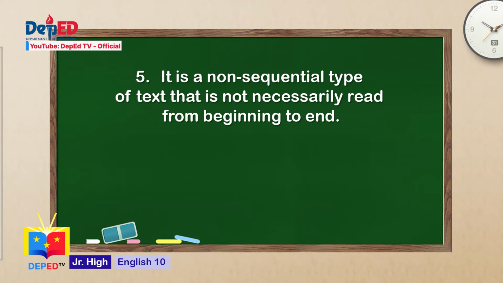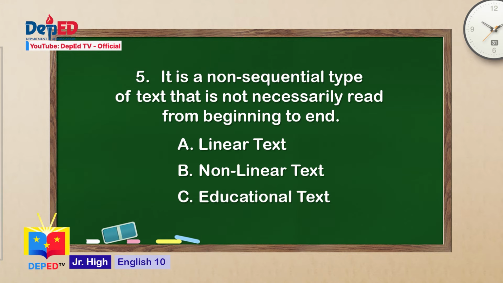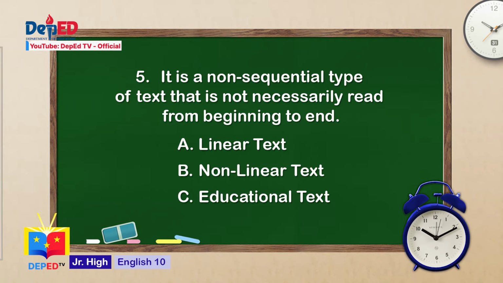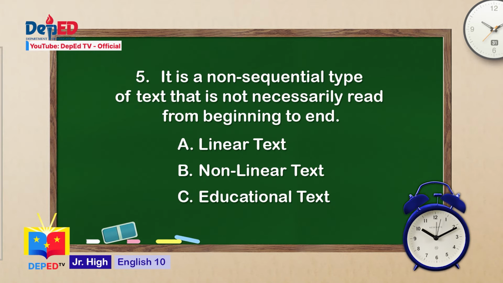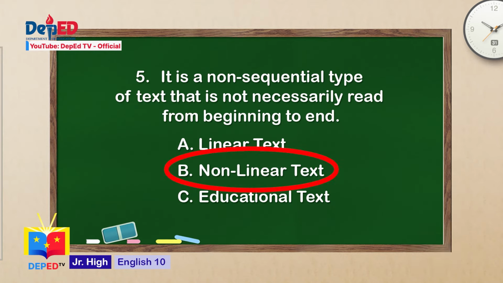Number 5, it is a non-sequential type of text that is not necessarily read from beginning to end. Letter A, linear text. B, non-linear text. Or letter C, educational text. You got it! It's letter B, non-linear text.